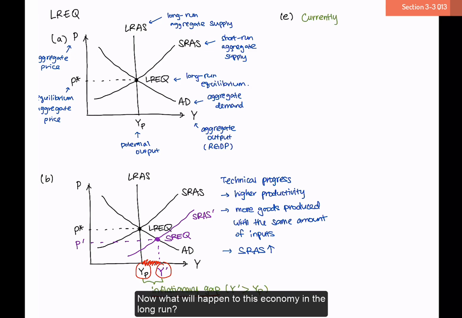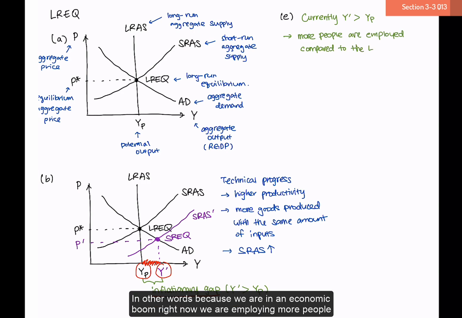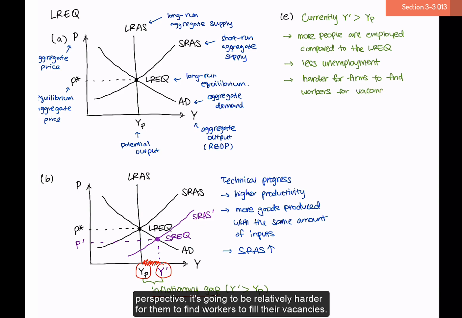Now, what will happen to this economy in the long run? Because currently, after this technological progress, we are at a short-run equilibrium, which means currently we have an output that is greater than the potential output of YP. In other words, because we are in an economic boom right now, we are employing more people compared to our initial long-run equilibrium to produce more goods and services than before. In other words, we have relatively fewer people unemployed, which means from the firm's perspective, it's going to be relatively harder for them to find workers to fill their vacancies.